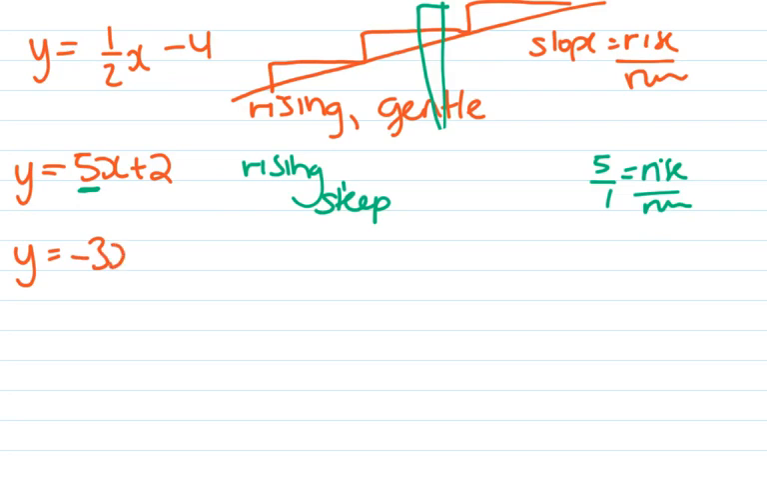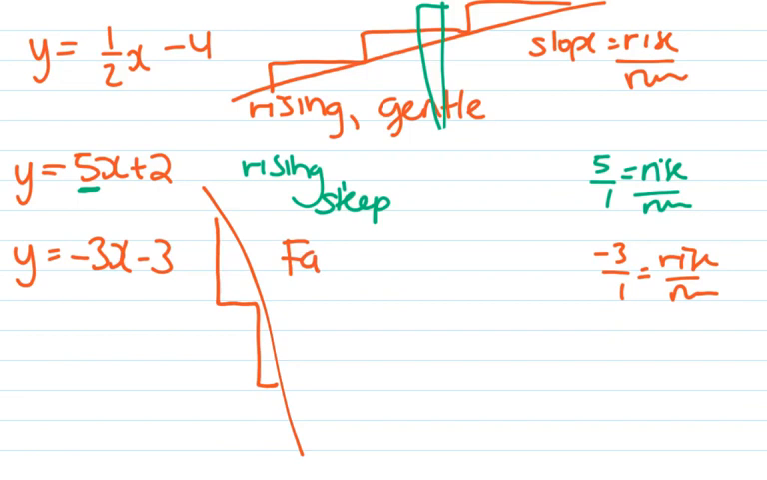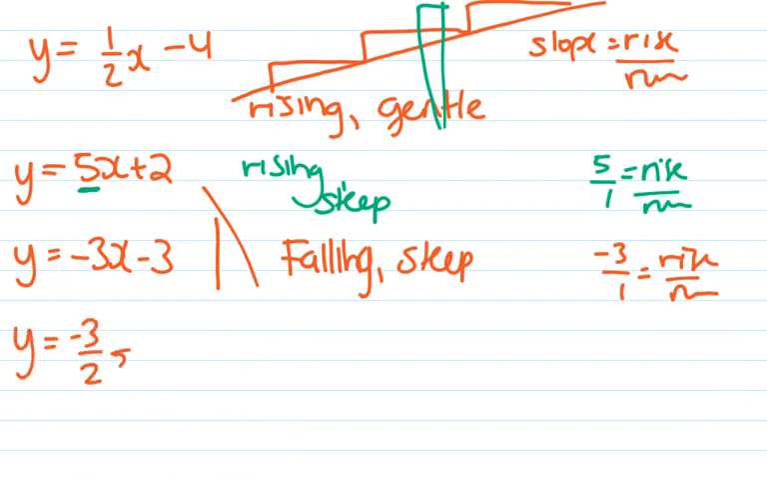y equals negative 3x minus 3. Now, rise over 1 again, negative 3/1 equals rise over run. So we're rising negative 3, so we're actually falling 3. Down 3/1, down 3/1. We're falling, and that's steep. And then y equals negative 3/2x plus 7. So again, rise over run, down 3/2, down 3/2. That's still going to be pretty steep, and it's falling.